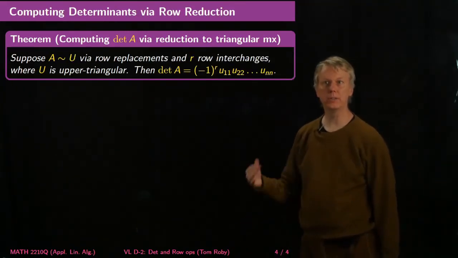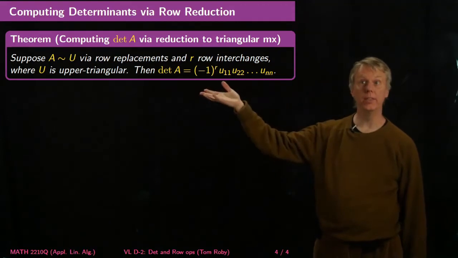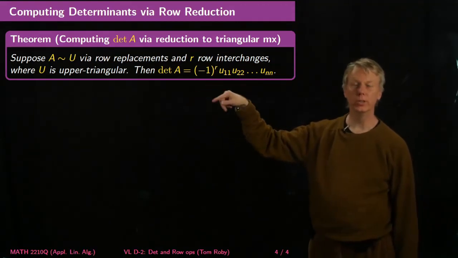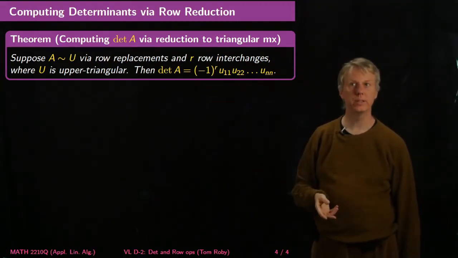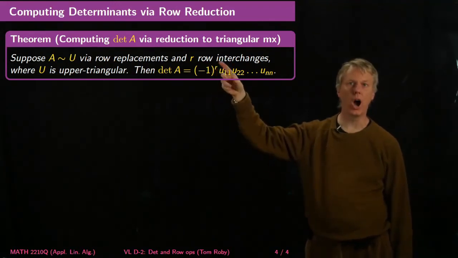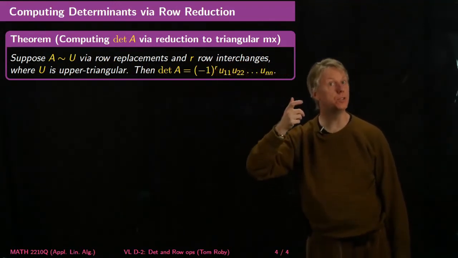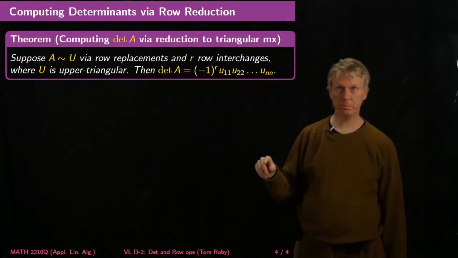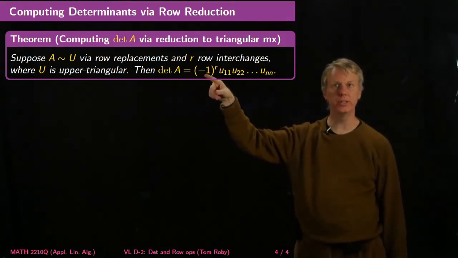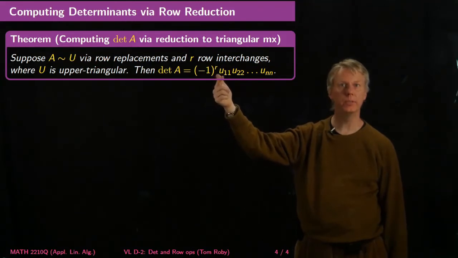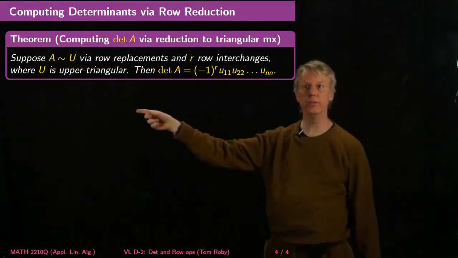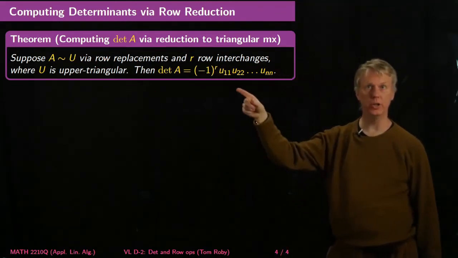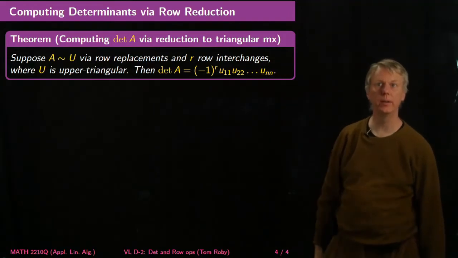So suppose that you've got a matrix A that you can row reduce to an upper triangular matrix. And in doing so, you used R row interchanges, because each of those changed the sign, so you need to keep track of them. Then the determinant of A is just negative 1 to the R times the product of the diagonal entries of U, which is just U11, U22, through UNN.